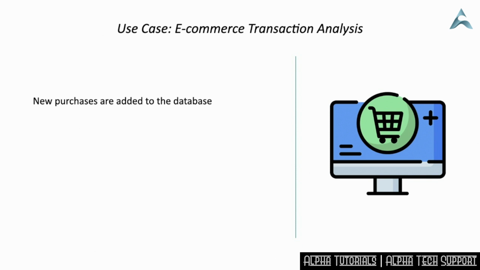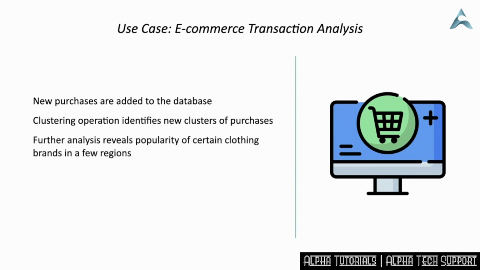Each new sale that is recorded will be stored as rows in one or more database tables. Once there are enough transactions to analyze, a clustering operation may segment all of the purchases into specific clusters, and these clusters may serve as a base for further analysis. This in turn might reveal that there are specific clothing brands that happen to be very popular in certain regions. It may be a combination of these brands and regions which make up some of the clusters.